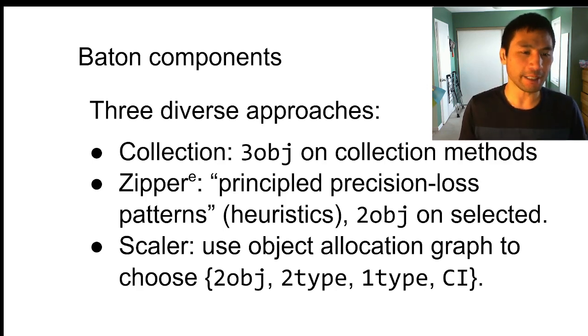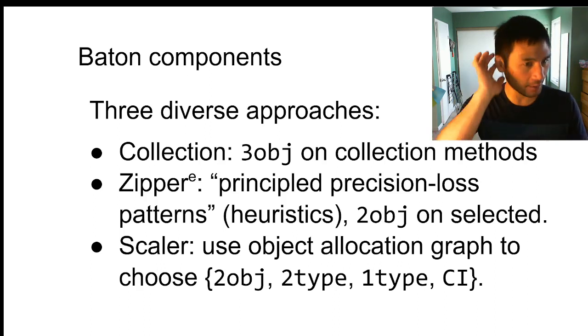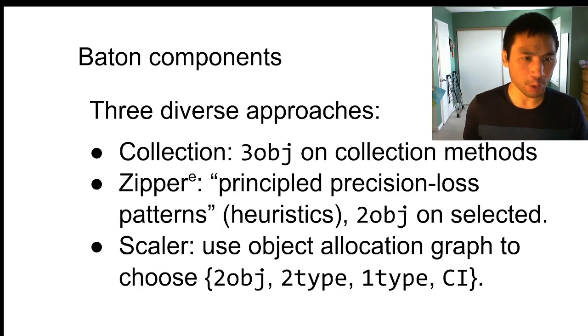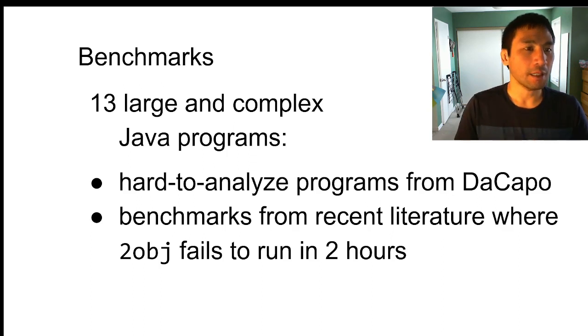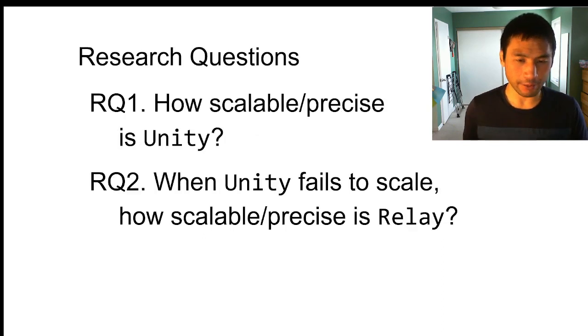And then there's Scalar, which computes the object allocation graph and chooses 2-object-sensitive, 2-type-sensitive, 1-type-sensitive, or context-insensitive, depending on what the object allocation graph does. So there are different types of heuristics which do differently, and the idea is to combine them. They have 13 large and complex Java programs, so 13 hard-to-analyze programs from DaCapo, as well as benchmarks from more recent literature where 2-object-sensitive fails to run in 2 hours.